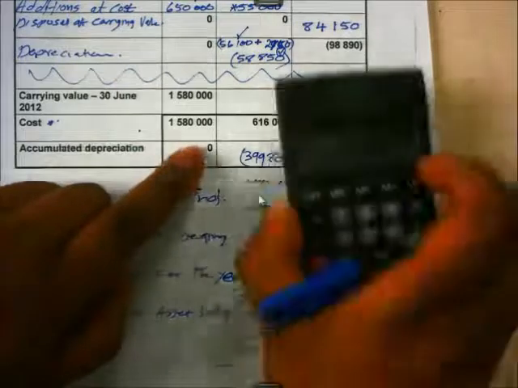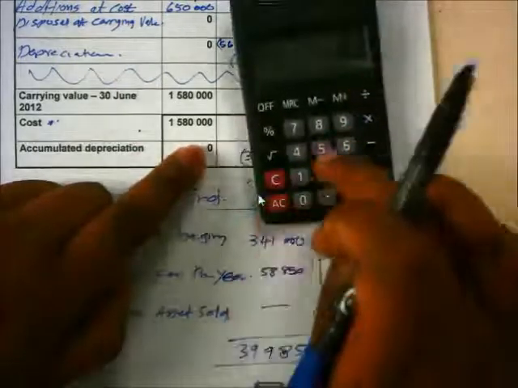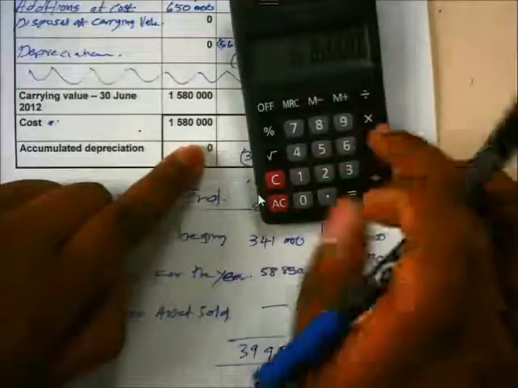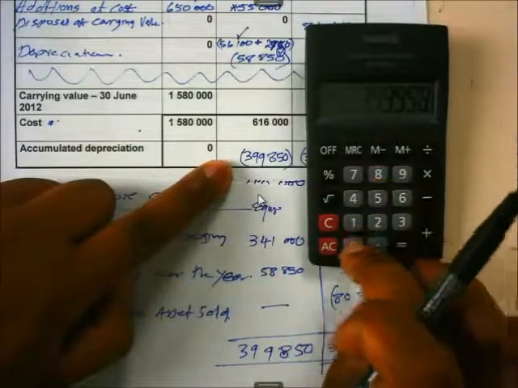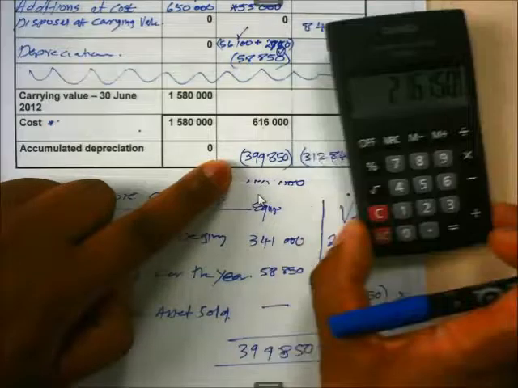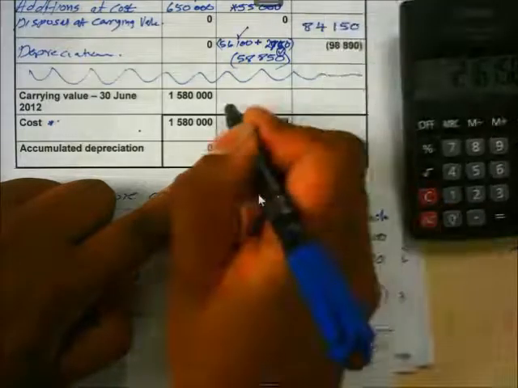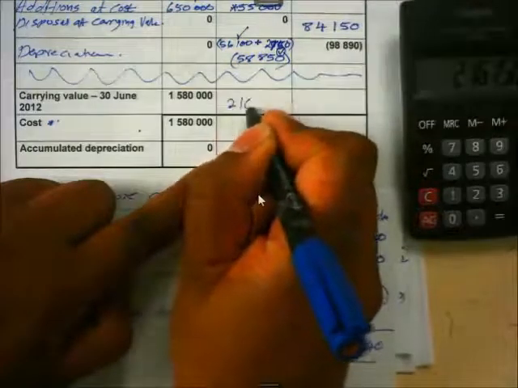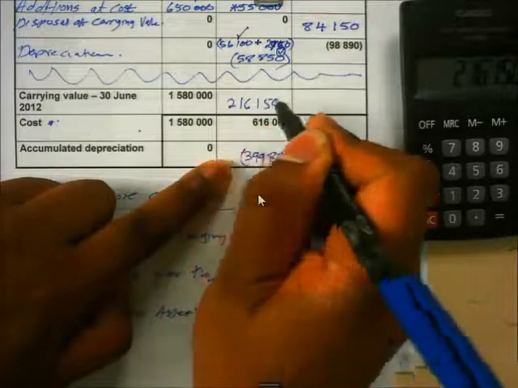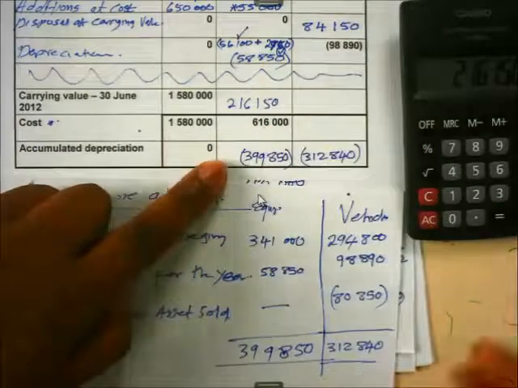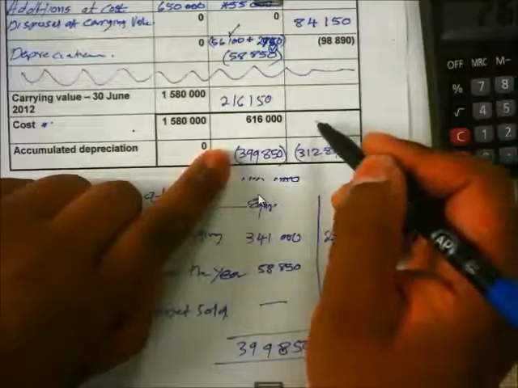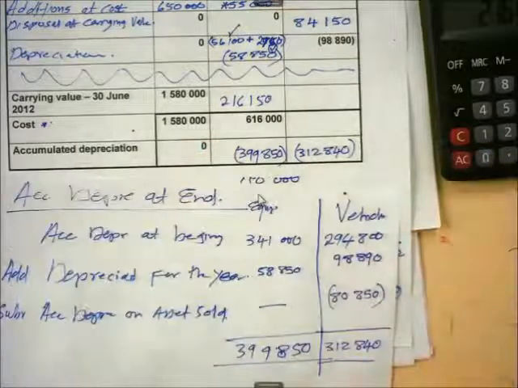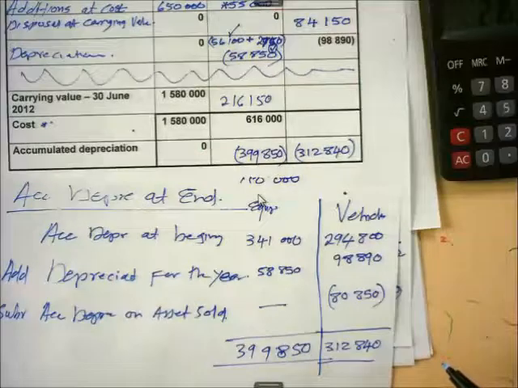Now you have 616,000 minus 399,850. There you are. 216,150. Now, for vehicles, we still have to calculate the cost price of vehicles at the end of the year.